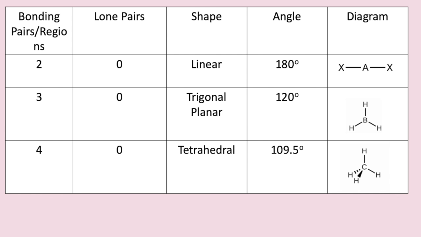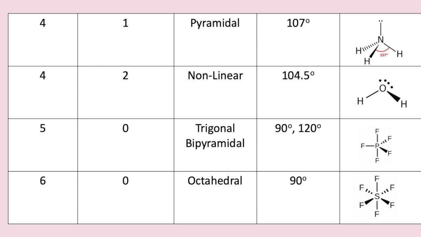So far we have talked about bonding regions, but there could also be a lone pair. A lone pair repels more than a bonding pair. We subtract 2.5 degrees for every lone pair. A molecule with four electron-dense regions, one being a lone pair, is called pyramidal. It has a bond angle of 107 degrees. A molecule with four electron-dense regions, two of them being lone pairs, is called nonlinear, with a bond angle of 104.5.